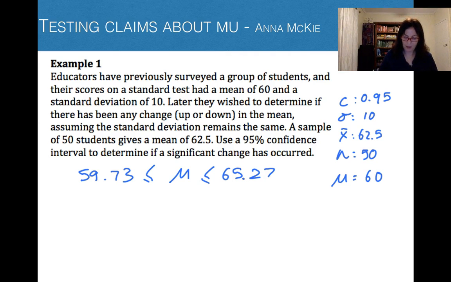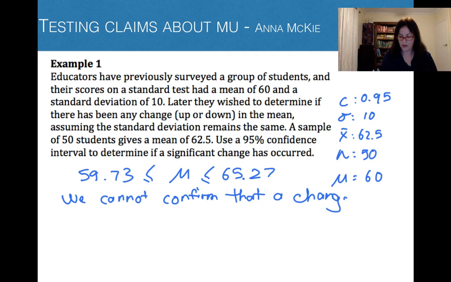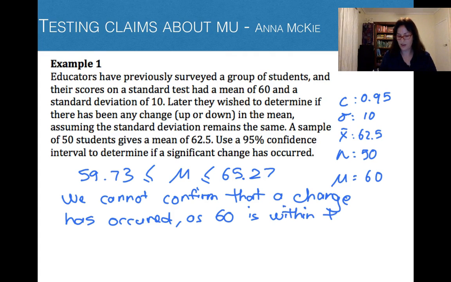So how to sum this up? We cannot say or confirm that a change has occurred. Why? As 60 is within the confidence interval. You can abbreviate that to CI. So although that has increased, it's not far enough away, as in 1.96 standard deviations away from that original mu, the previous mu, to imply a change.